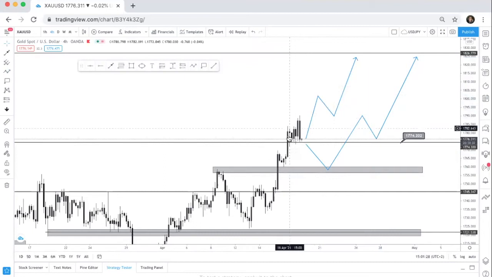So right now we are waiting to see if we can hold this area. We'll then just look for a buying opportunity going up. Maybe waiting for a pullback, possible second entry, and then continuing up to the final area, 1826.